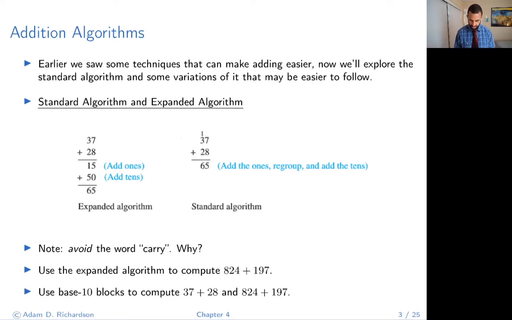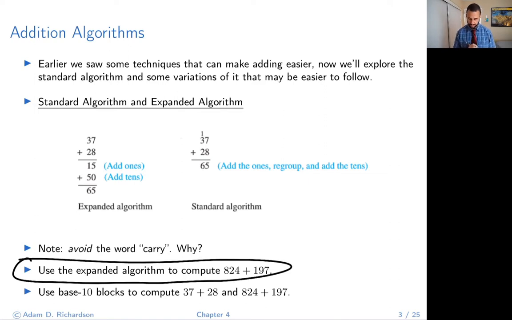Okay, so let's try a couple. Let's use the expanded algorithm to compute. Actually, that one, I'll tell you what, you should do this one on your own. Use the expanded algorithm to compute 824 plus 197. I'll give everybody about 10 seconds to practice that.